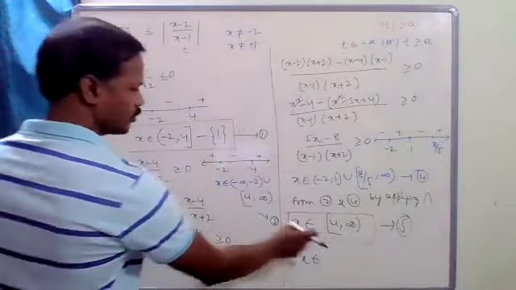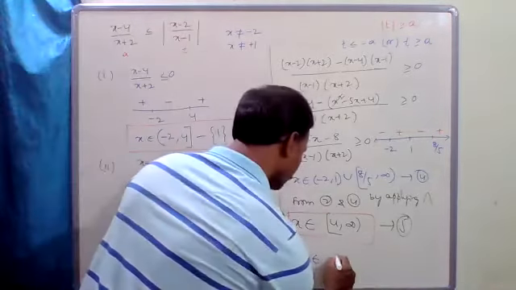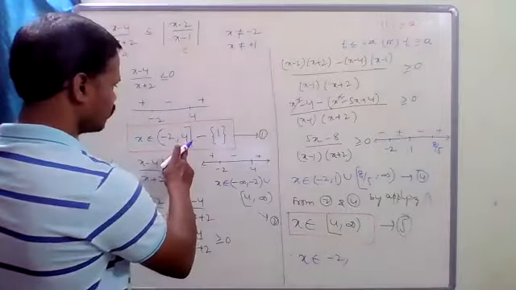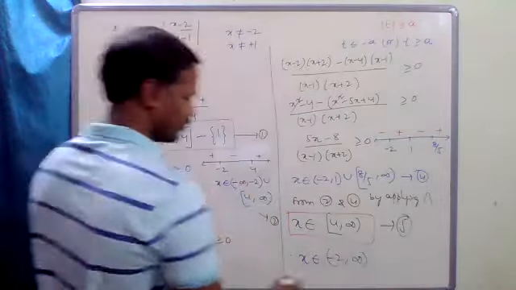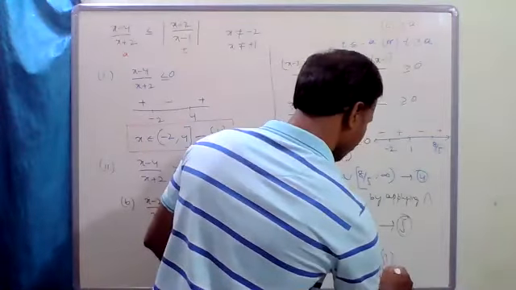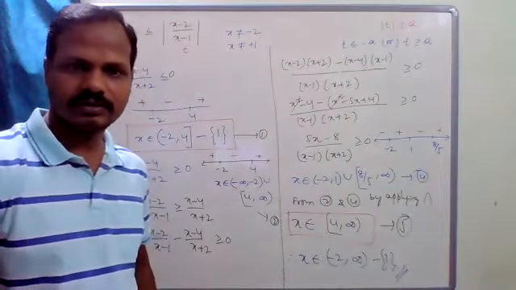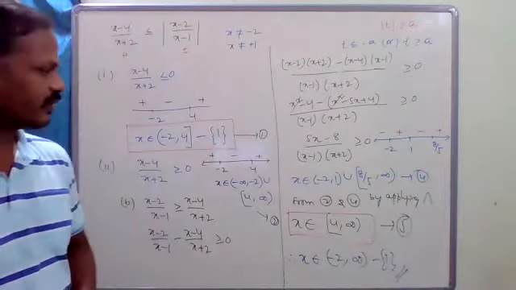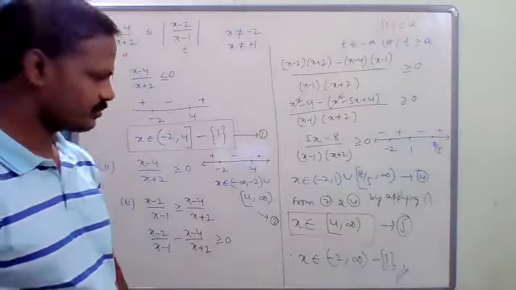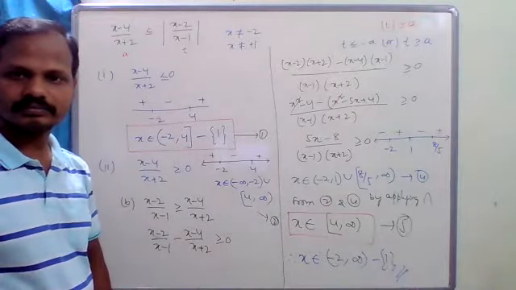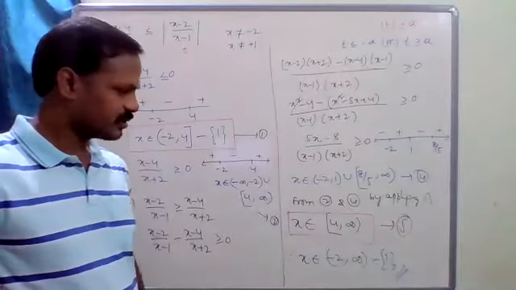What is the union of these two? The union of these two is minus 2 to infinity, excluding minus 1. So this is the answer: minus 2 to infinity, minus 1. Okay? See, be careful while solving this type of modulus inequalities. Is it clear to everybody?